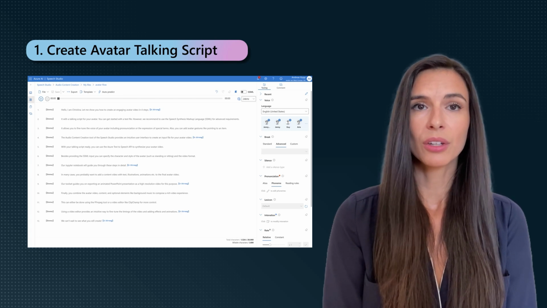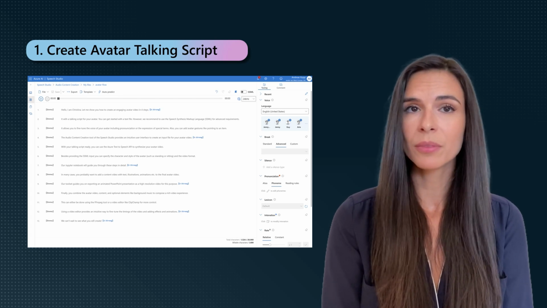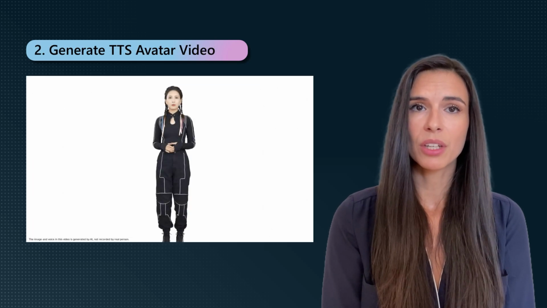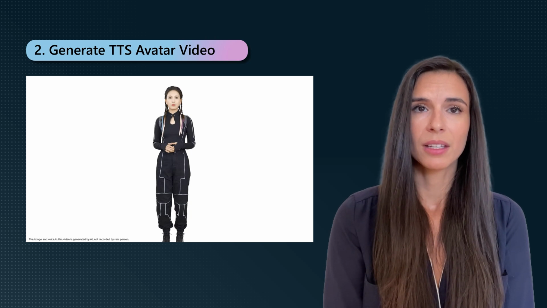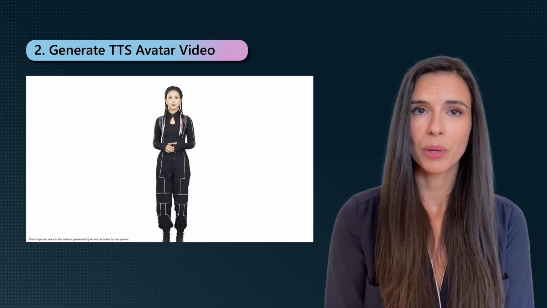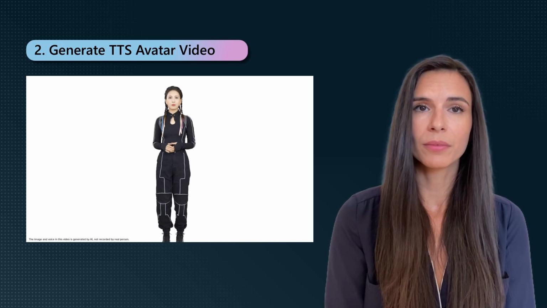The audio content creation tool of the Speech Studio provides an intuitive user interface to create an input file for the process. With your talking script ready, you can use the Azure Text-to-Speech API to synthesize your avatar video. Besides providing the SSML input, you can specify the character and style of the avatar, such as standing or sitting, and the video format. Our Jupyter Notebook will guide you through these steps in detail.